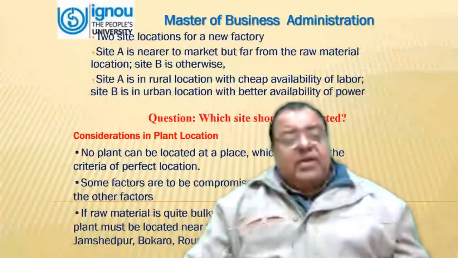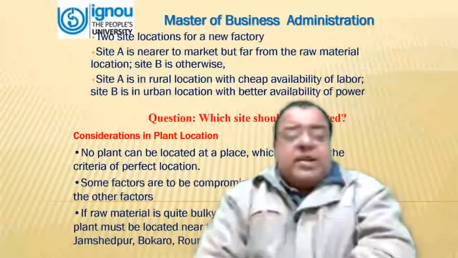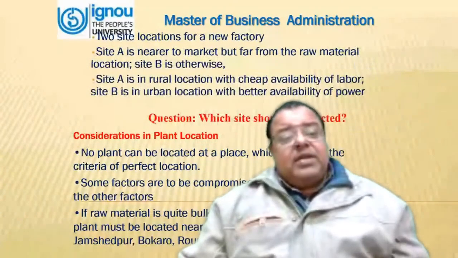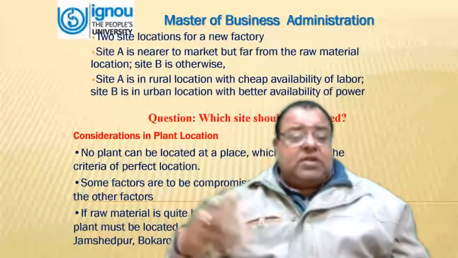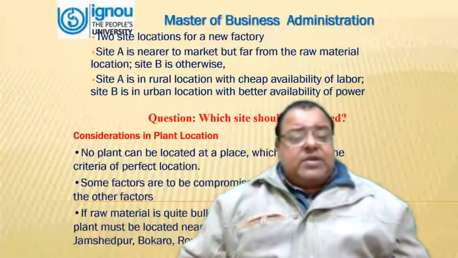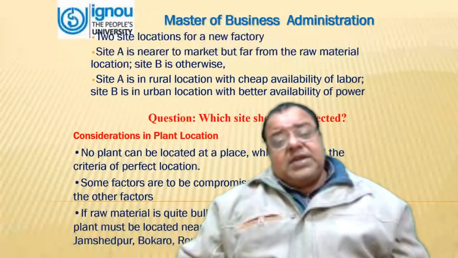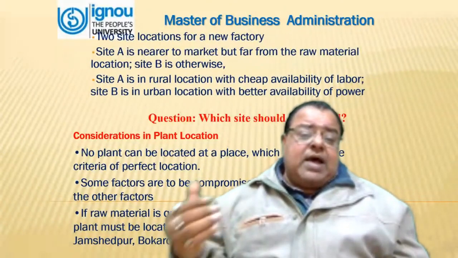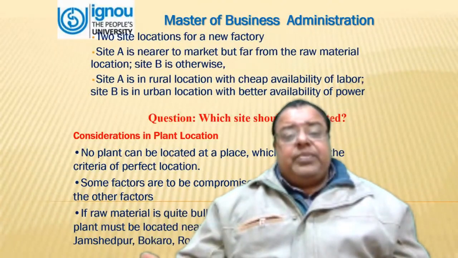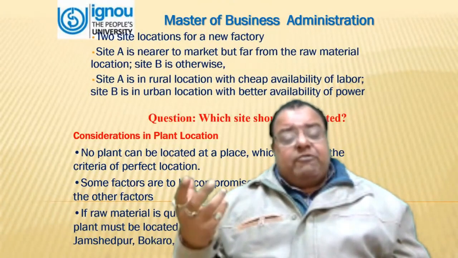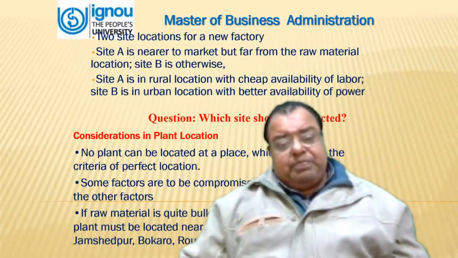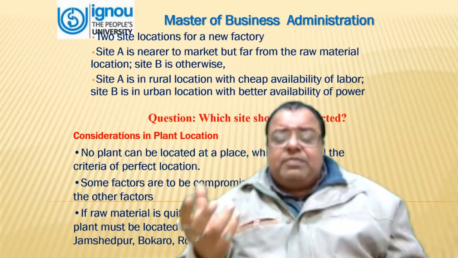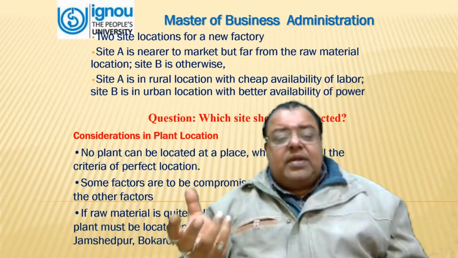Consider two site locations for a new factory. Site A is nearer to the market but far from the raw material location, and site B is otherwise. Site A is in a rural location with cheap availability of labor, and site B is in an urban location with better availability of power. Now, the question arises: which site should be selected?